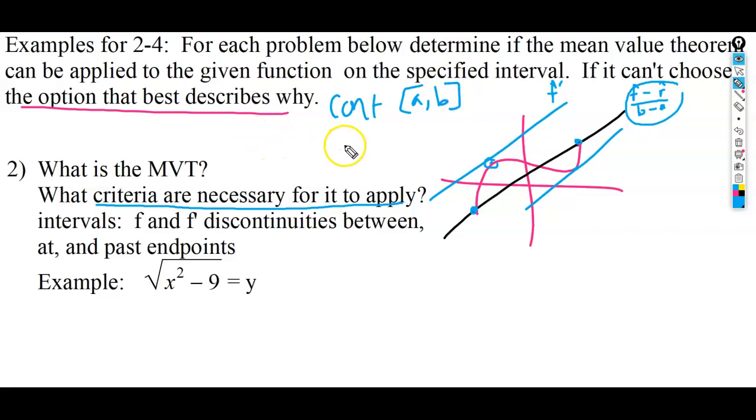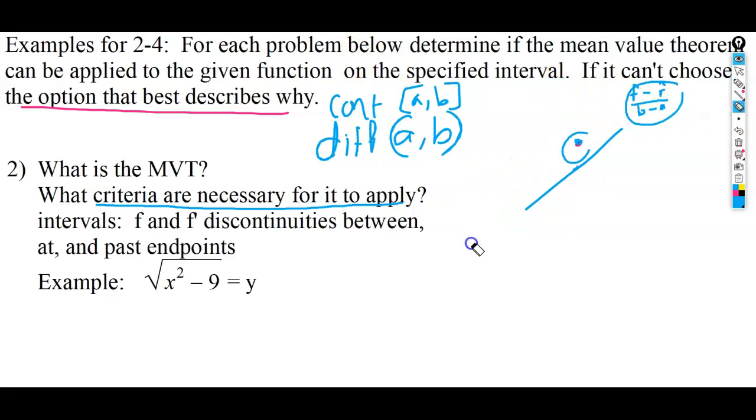Now, it also needs to be differentiable though, right? Because we're trying to find a place where the derivative equals the average rate. And if the derivative doesn't exist, then obviously you just lost your answer, right? So the derivative has to exist on this whole interval, but we don't include the endpoints in this one. So it just needs to be differentiable on the open interval. Okay, so those are the requirements for the MVT to actually apply.